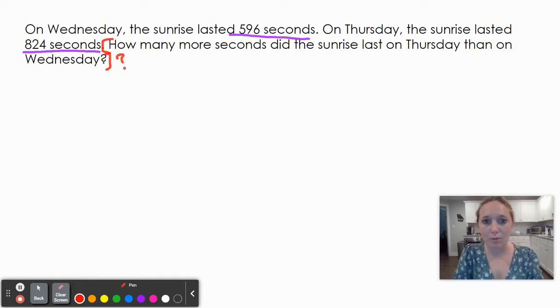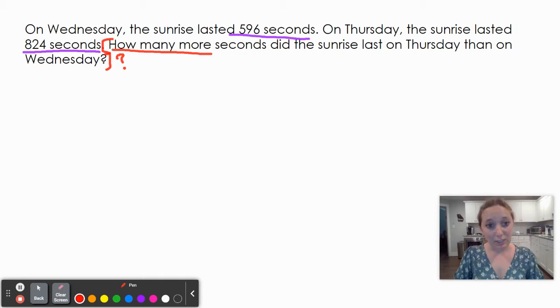So now we have to figure out what our equation would be. Let's see. Are we adding the numbers together? Should we add 596 and 824? No, because that's going to give us the sum. That's going to give us how long both sunrises lasted together, and we don't need to know that. We're trying to figure out how many more seconds. When we see "how many more," that's telling us to compare. We're comparing, or we're finding the difference.